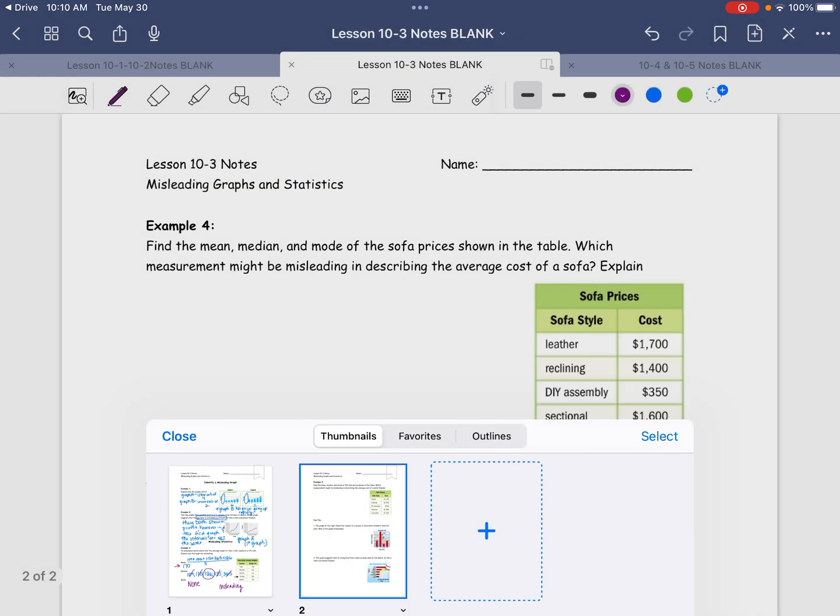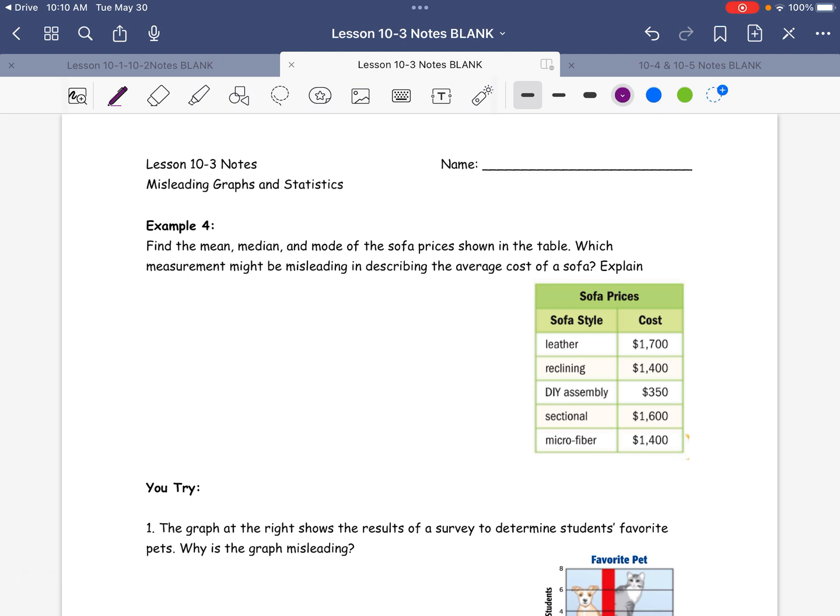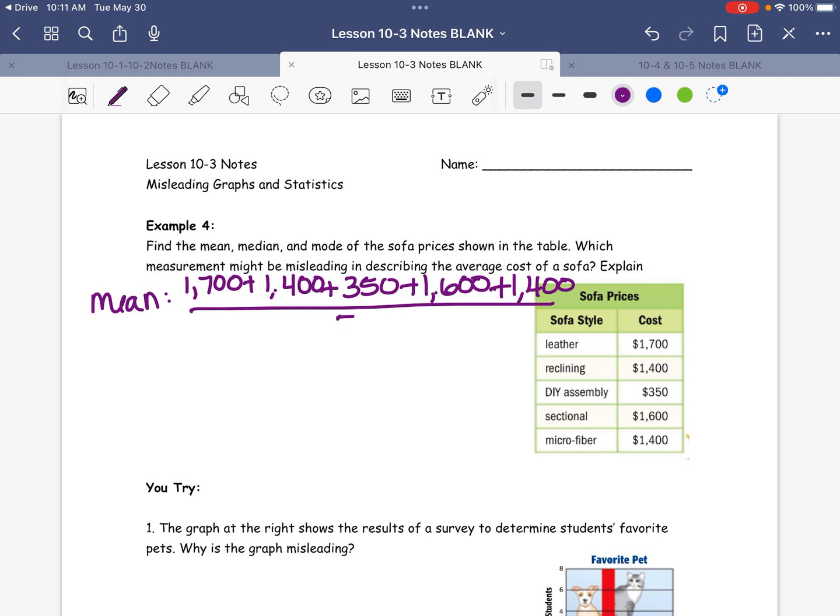Go ahead and turn the page. For example number 4, it says find the mean, median, and mode of the sofa prices shown in the table. Which measurement might be misleading in describing the average cost of a sofa? Explain. For the mean, I would add up all of my numbers: 1,700 plus 1,400 plus 350 plus 1,600 plus 1,400. Then I divide by a total of 5.